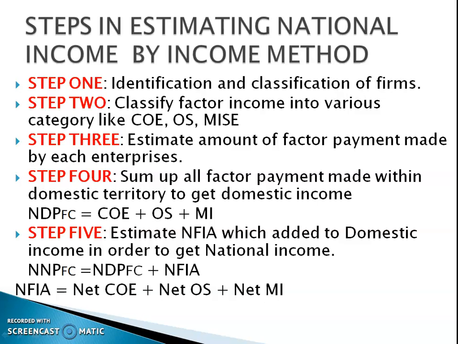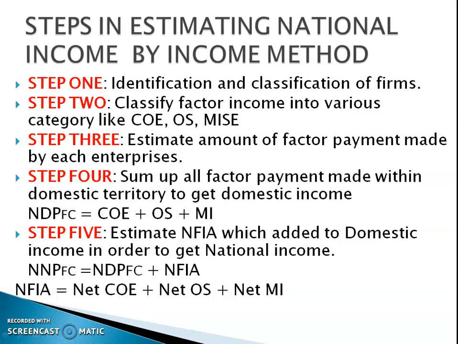The following are the main steps involved in the estimation of national income by the income method. Step 1 involves identification and classification of firms. It is the same as has been explained in the product method. The second step is to classify factor income into various categories like COE, OS, MISC, etc. Then the third step is to estimate the amount of factor payment made by each enterprise.